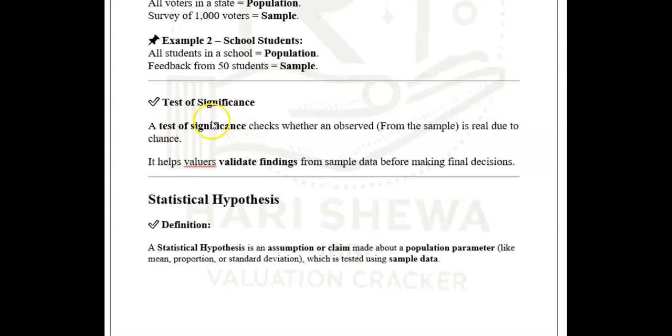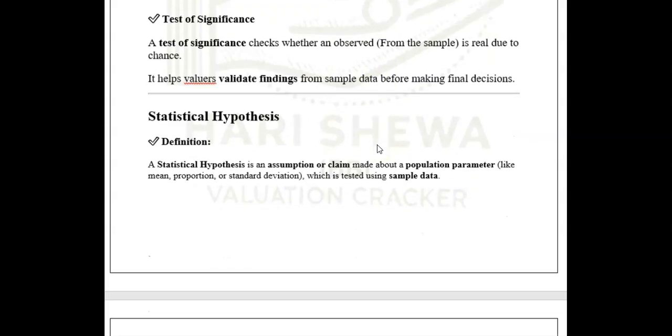Now we will start the test of significance. A test of significance checks whether an observation from the sample is real or due to chance. It helps the valuer validate findings from sample data before making a final decision. Now, in this, we have to learn the statistical hypothesis. Definition: a statistical hypothesis is an assumption or claim made about a population parameter like mean, proportion, or standard deviation, which is tested using sample data.